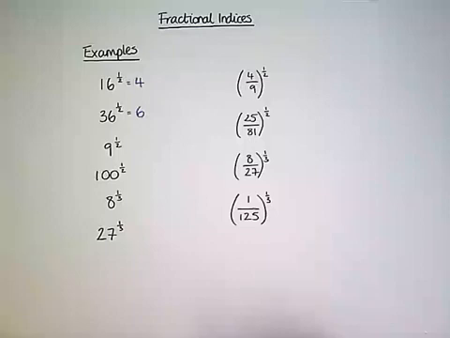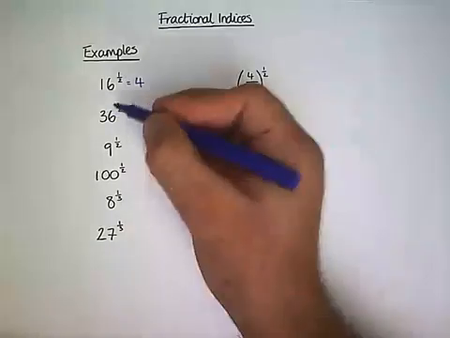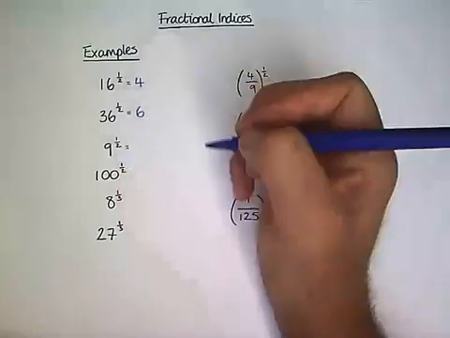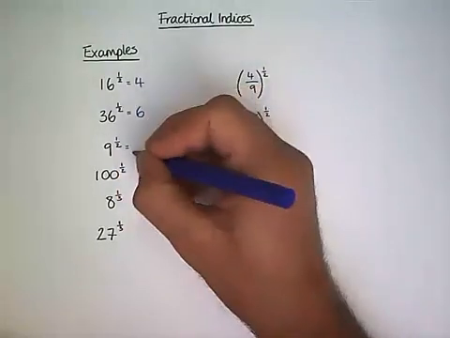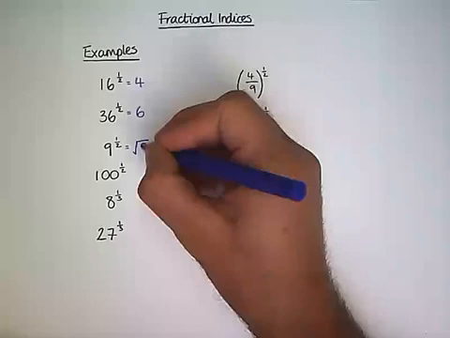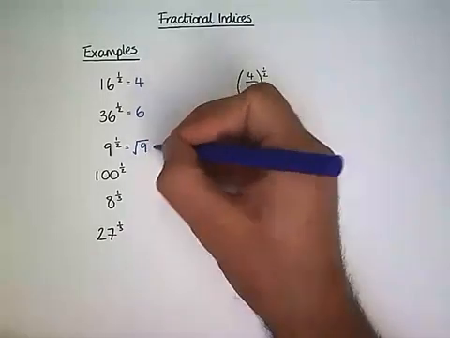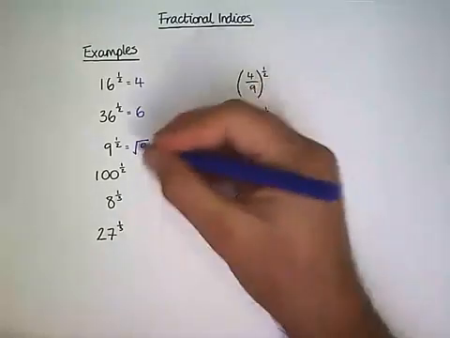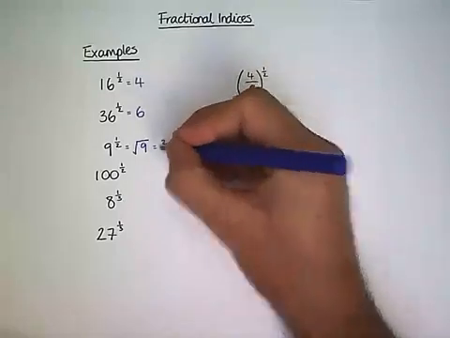Okay, can we see the link? We are square rooting, so the power of a half is the same as the square root. So 9 to the power of a half is equal to the square root of 9. So what times by itself equals 9? 3 times 3 equals 9. 3 squared is 9, so therefore the square root of 9 is 3.